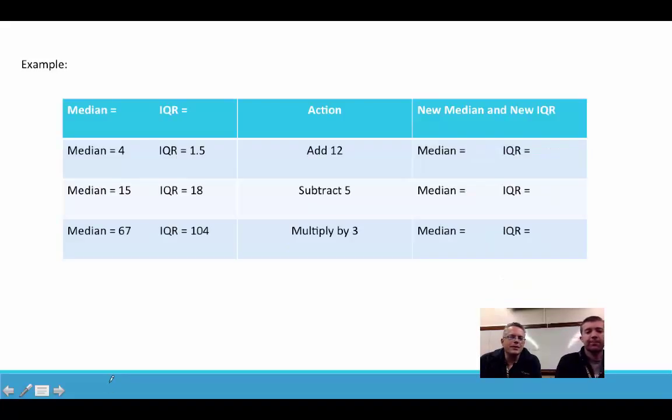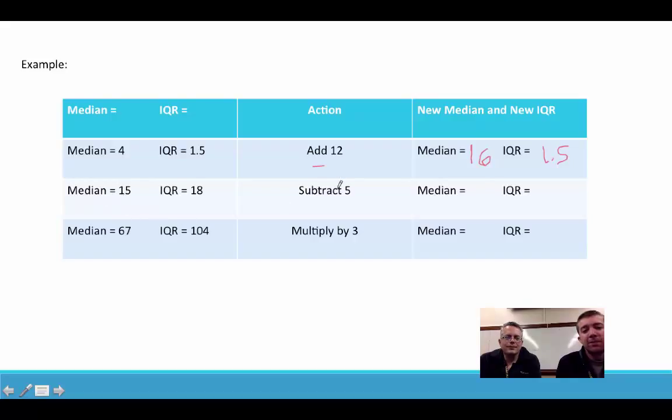Now this is median and IQR. Our median was 4. We're adding 12, so our new median would be 16. It's a measure of position, a measure of center, so measures of position are going to change. Then 1.5, add 12. Well, we're adding, so we are still at 1.5, because IQR is a measure of spread.